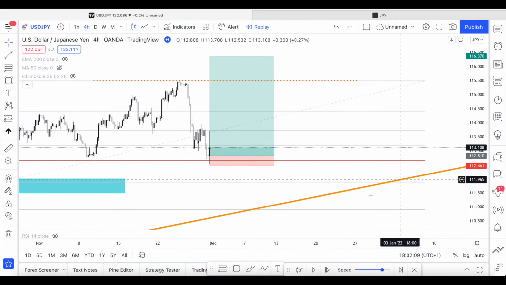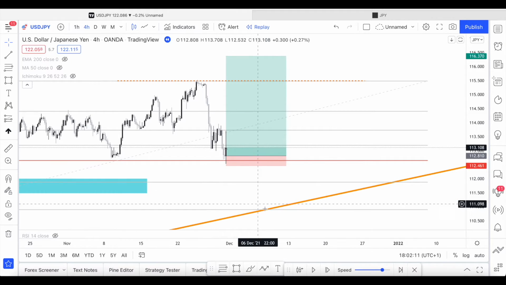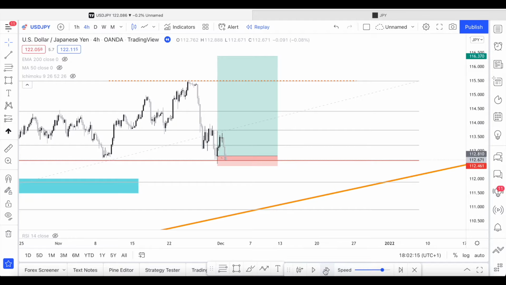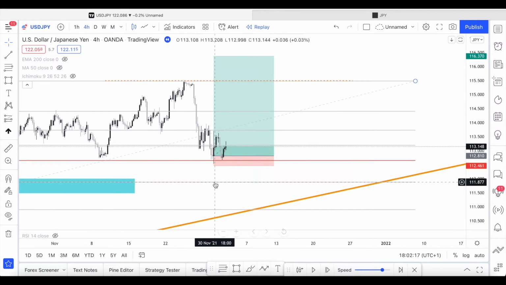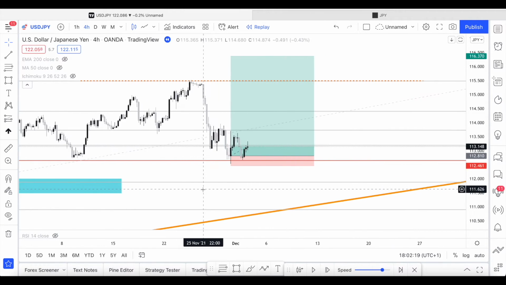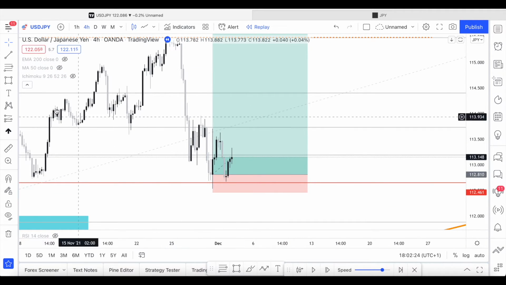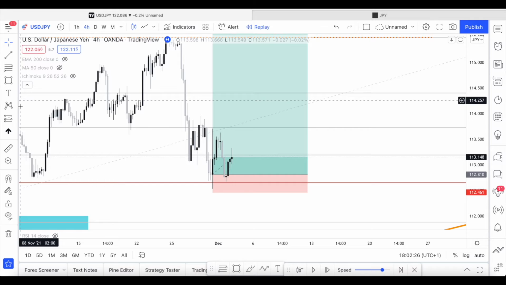Okay, so we were very close to being stopped out there, but we're still in this trade. Another good example here of an indecision candle, very nice example. If I didn't manage to get on the first one, we've got a very nice indecision candle. And here you can see the power of it.